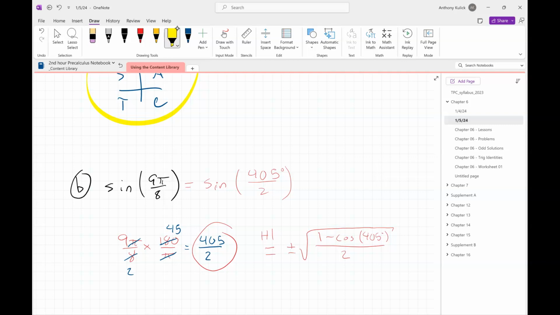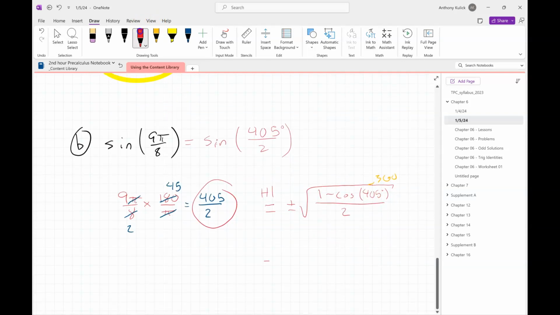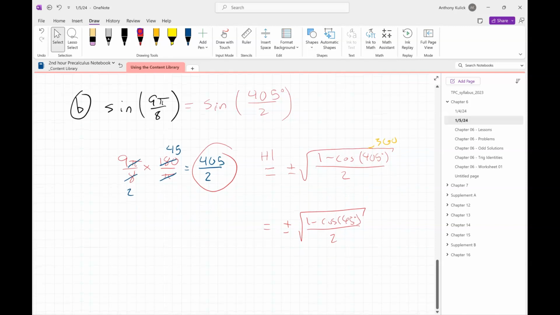Now, what do you notice? Normal next step would be go to the unit circle to find cosine of 405. What's the problem there, though? It's not a unit circle angle. What should I do with it? Subtract 360, find an angle coterminal to that. So that's 45. That is a unit circle angle. If I go to the unit circle, what is cosine of 45 degrees?